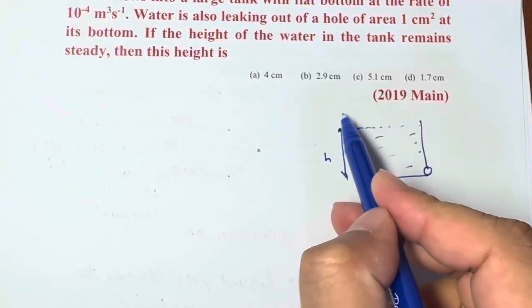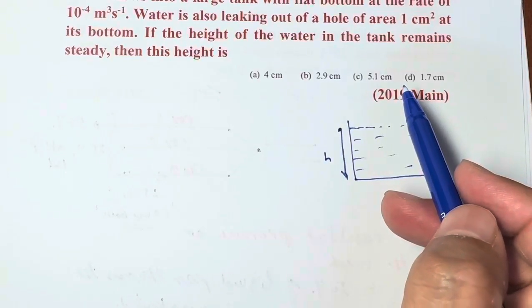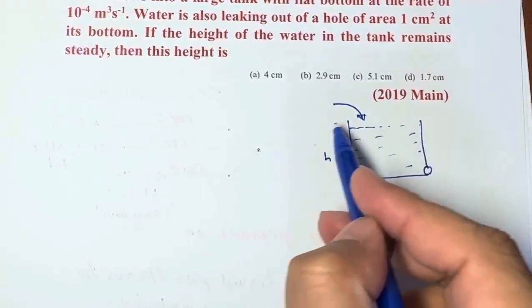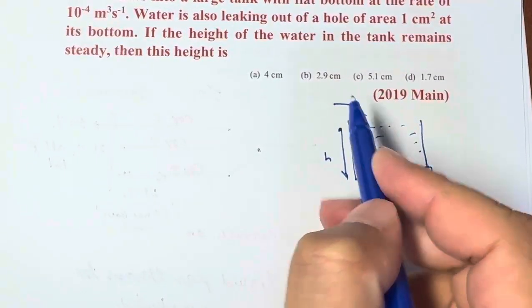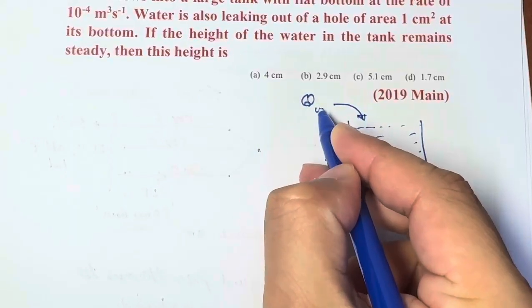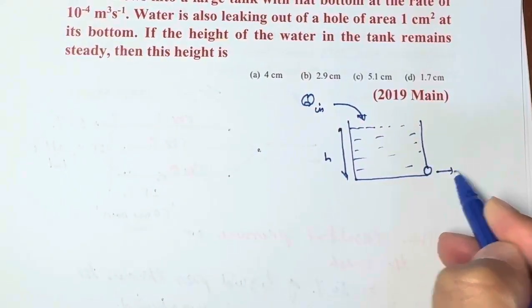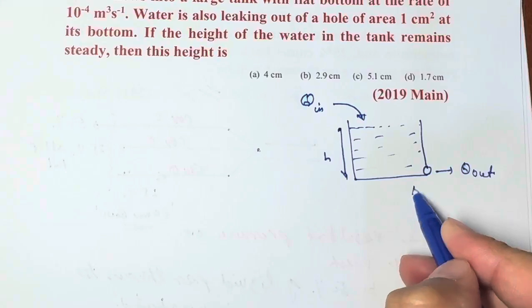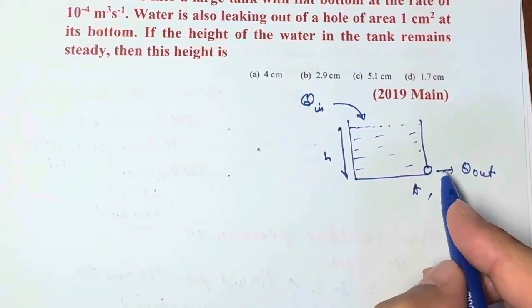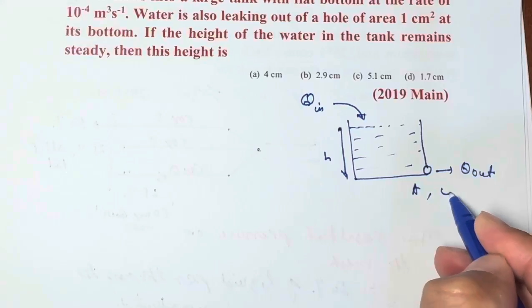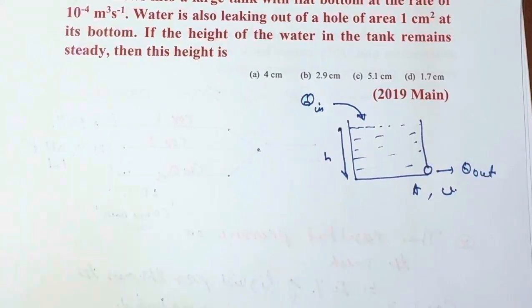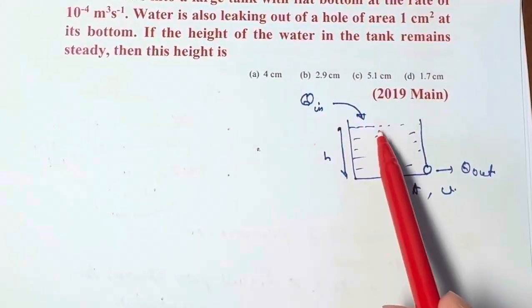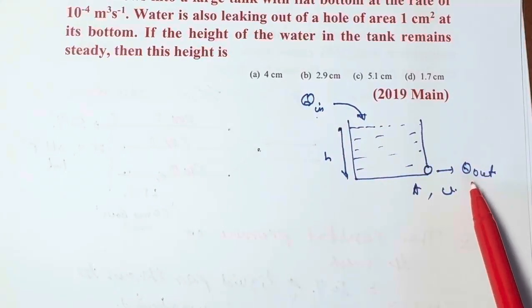and water is flowing into the tank also. So let us suppose water is flowing somewhere here, and we say the water flow into the tank is given as q in, and water that is flowing out of the tank is given as q out, and area of cross section of the hole is given as a, and the water is flowing out of the tank with the velocity of v. And it's said that the water in the tank remains steady. It means the water inflow should be equal to water outflow.